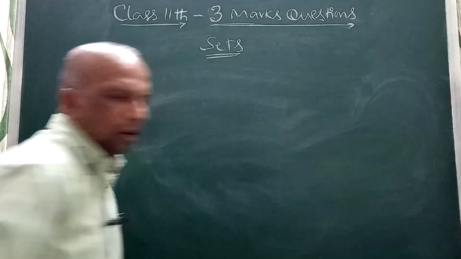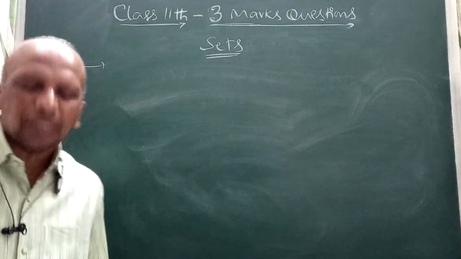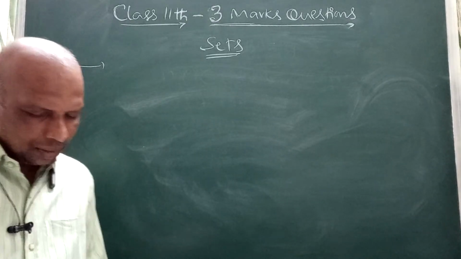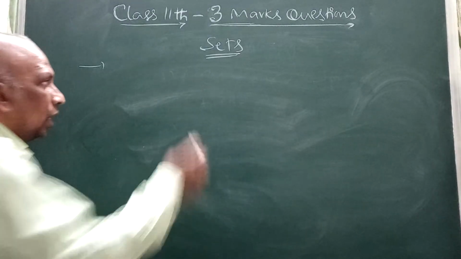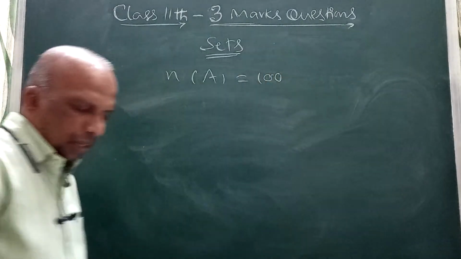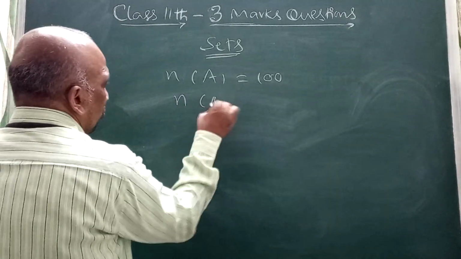In a survey of 400 students in a school, 100 were listed as taking apple juice. You can consider total students are 400. Let A be the people taking apple juice. N of A is 100 students listed as taking apple juice, and 150 as taking orange juice. Let it be N of P.